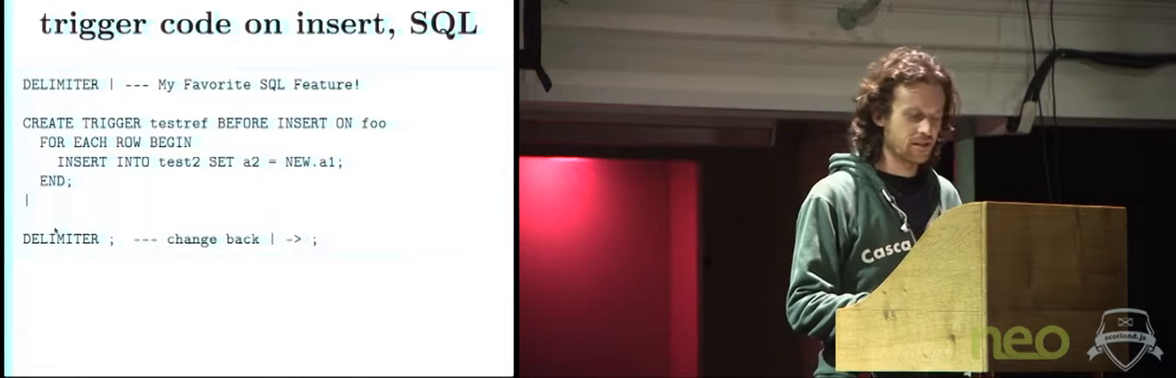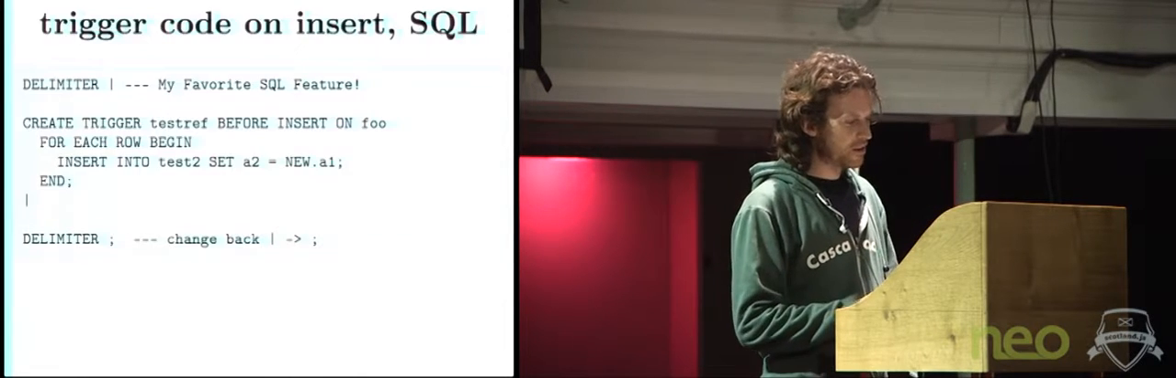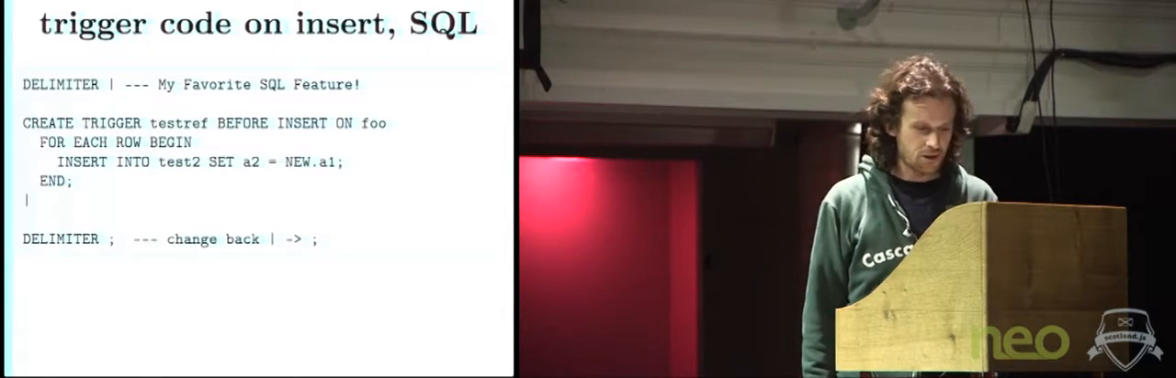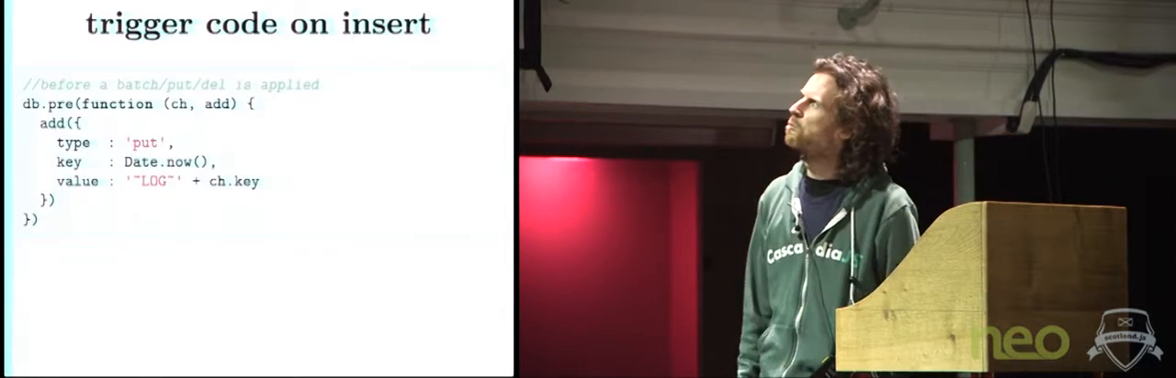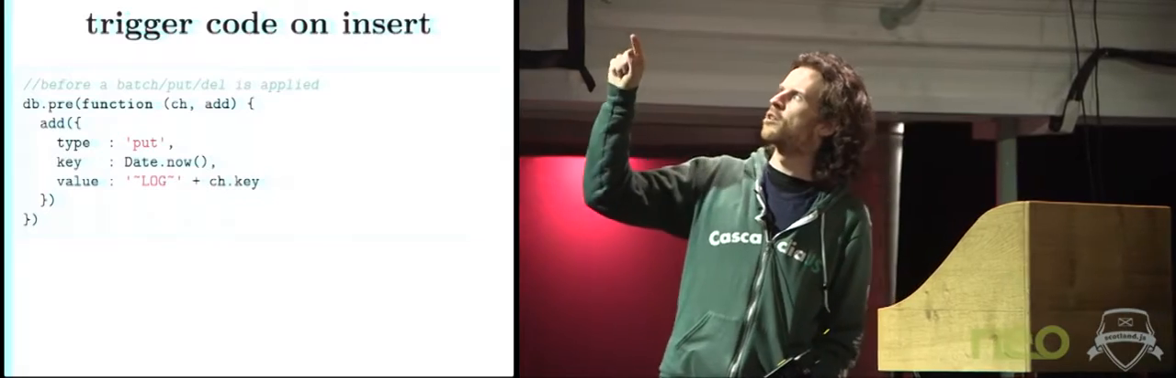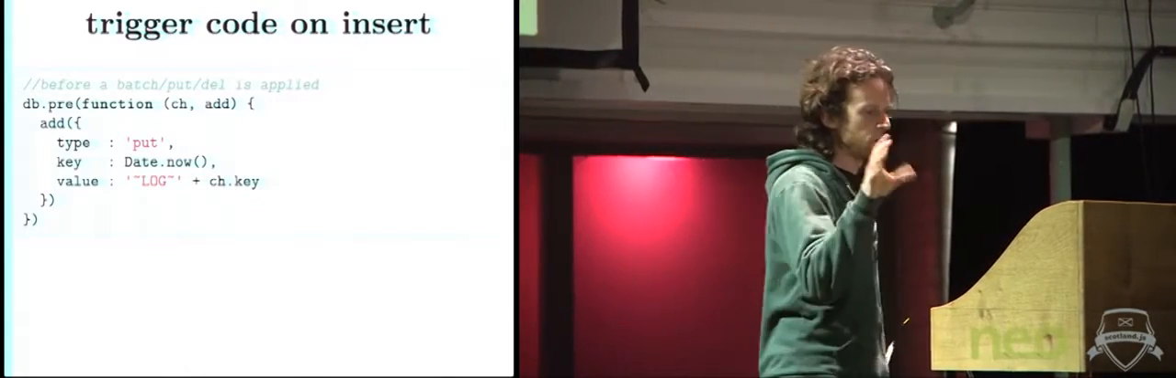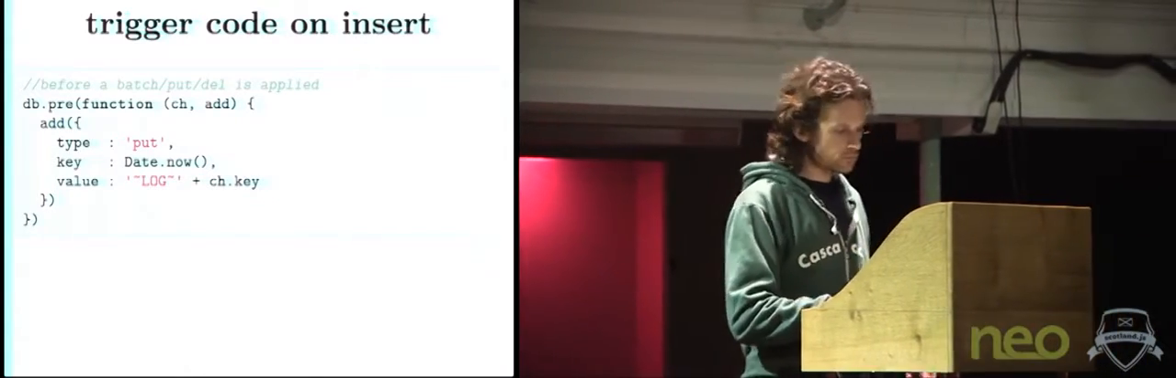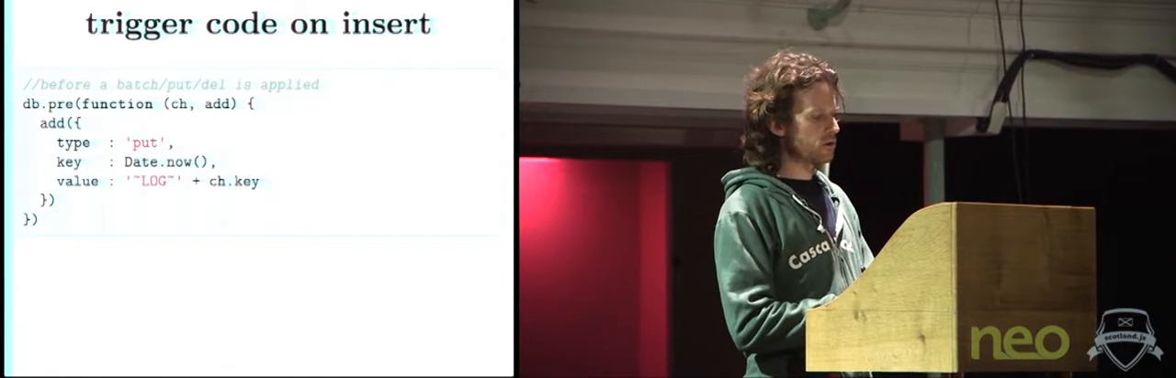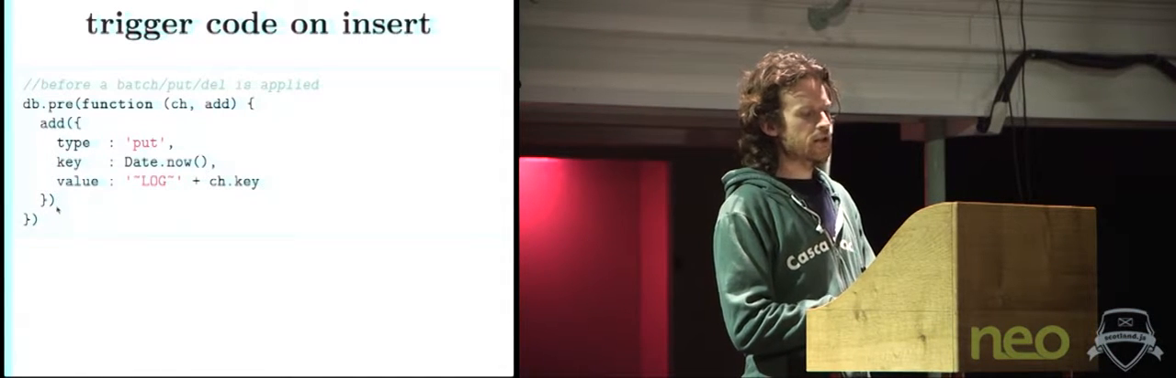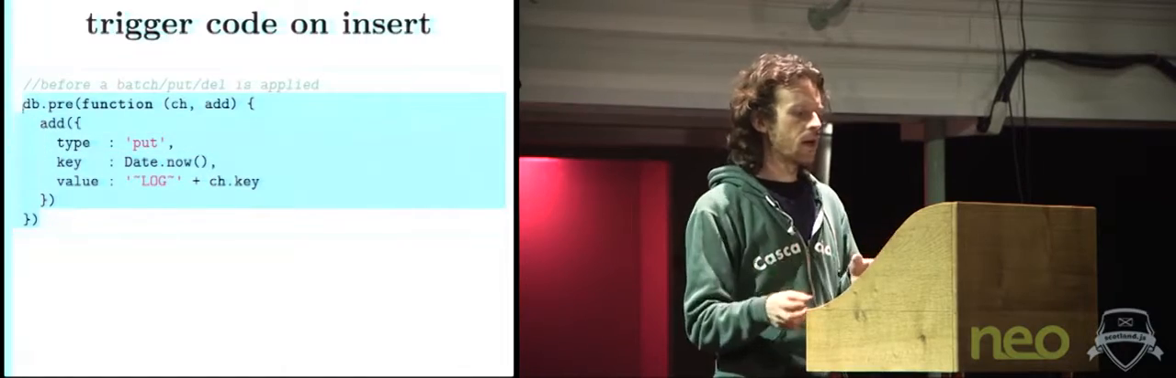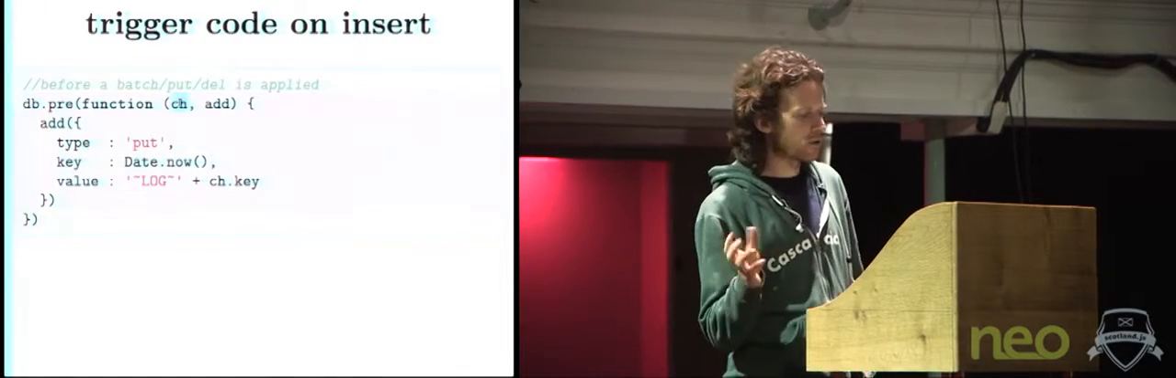We can do better than that. So here's a hook for leveldb. This executes before a put happens. Whenever something is inserted, you get this change object that tells you the key and the value and what type of operation it is, if it's a delete or a put.